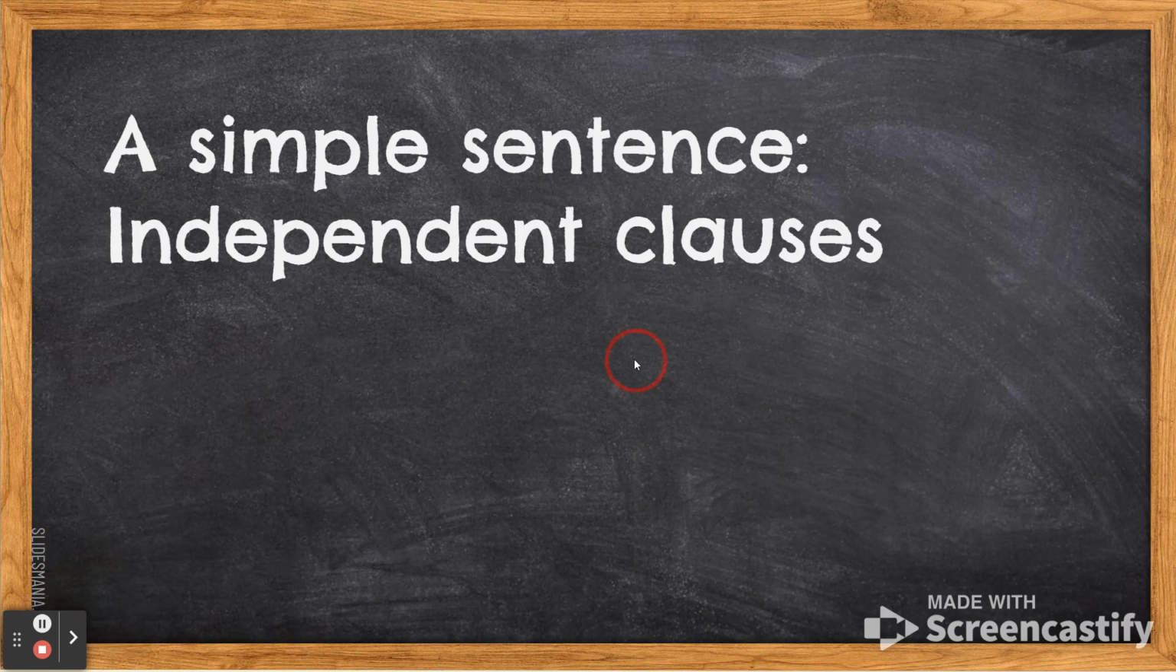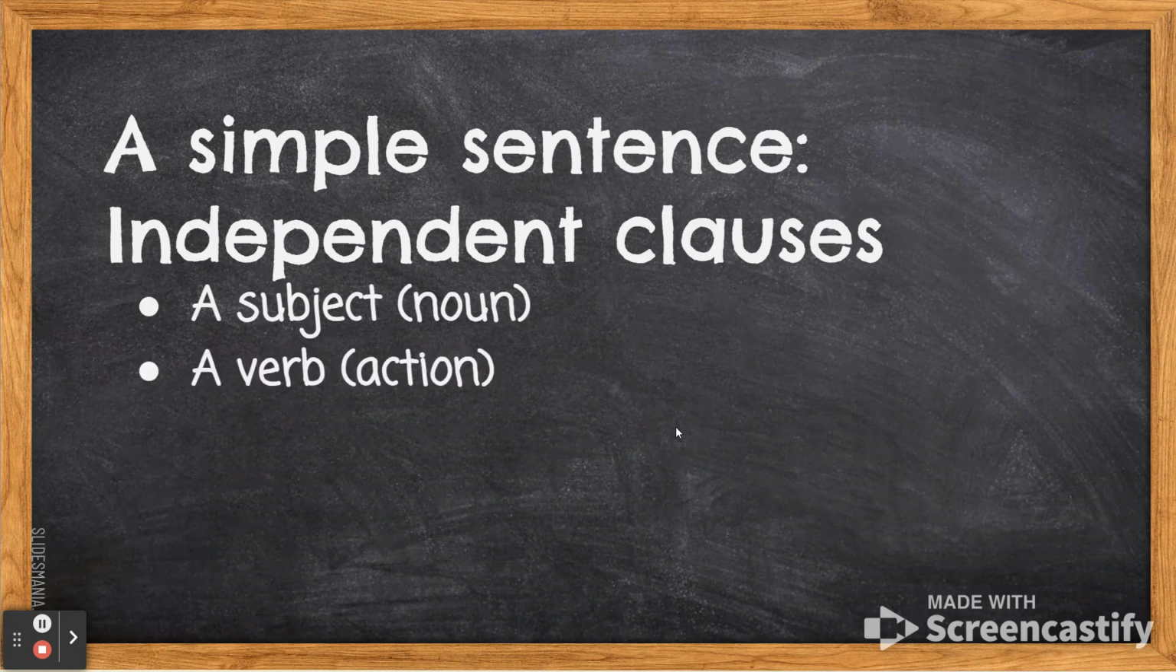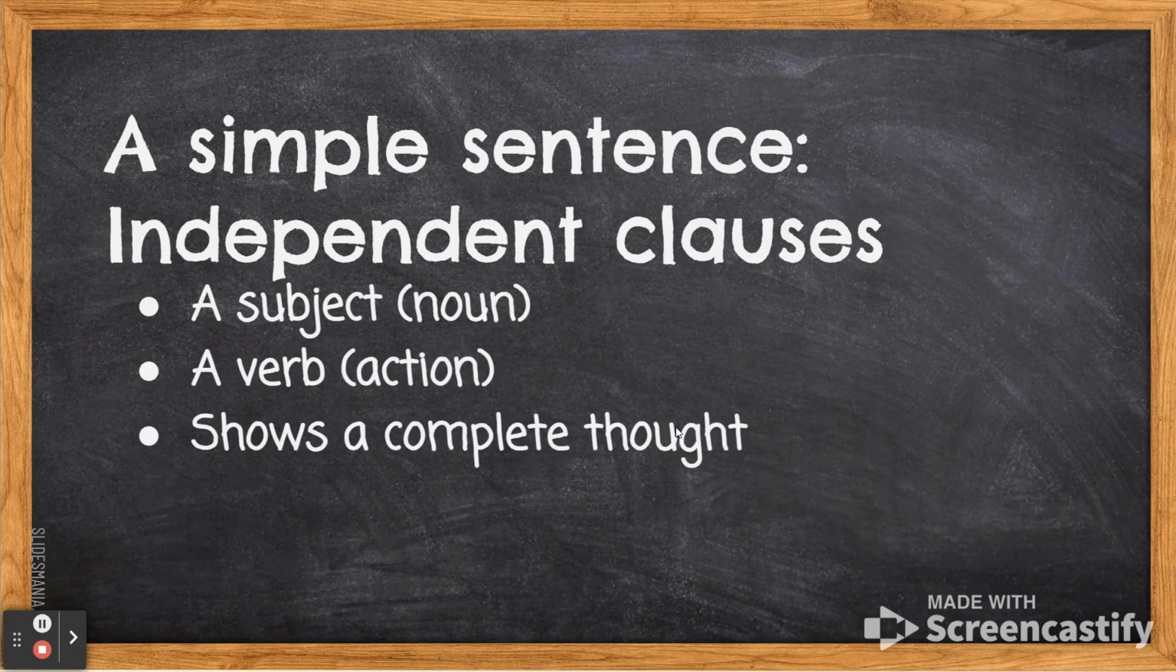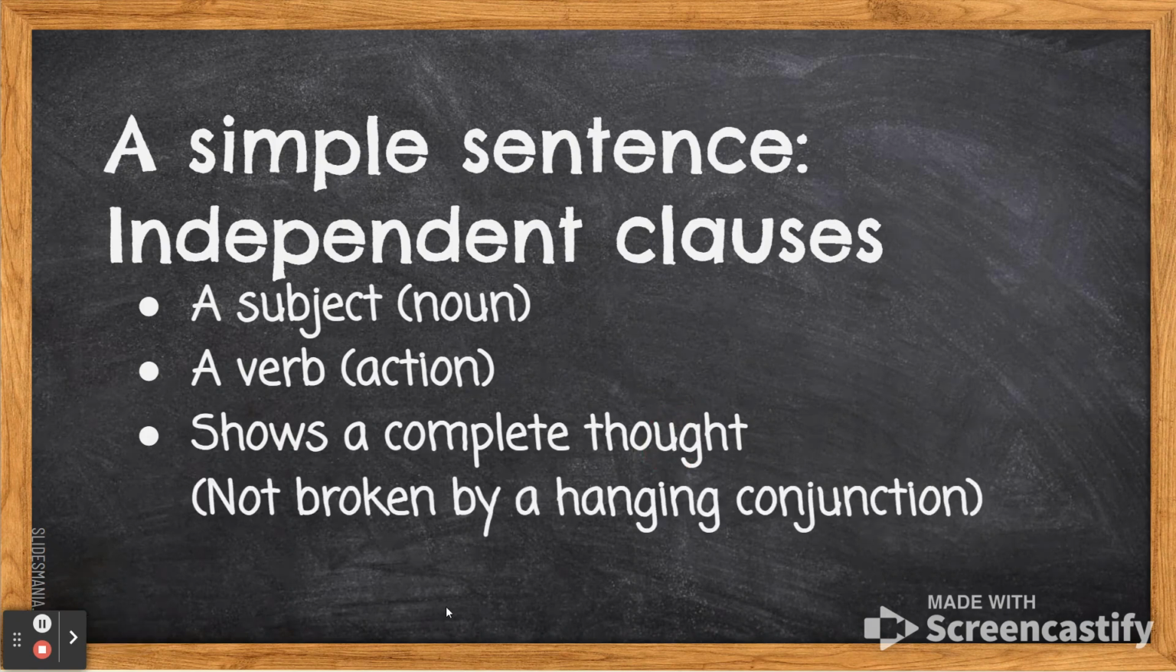So to be a simple sentence, it needs to have a subject, which is a noun, a person, place, or thing. It needs to have a verb, an action for that noun to be doing, and it needs to show a complete thought. What I mean by that is that it isn't broken by a hanging conjunction. Some words like because or although or after, your subordinating conjunctions, can break a simple sentence and make it dependent unless you follow it up with more thoughts afterwards. So be careful about those hanging conjunctions. But a simple sentence just needs a subject and a verb and to be a complete thought all by itself.